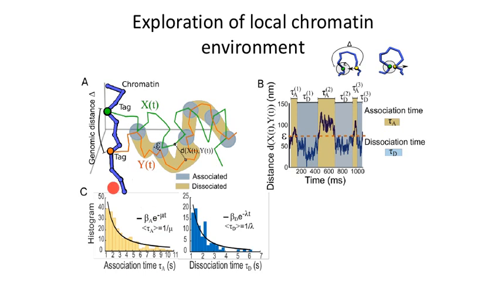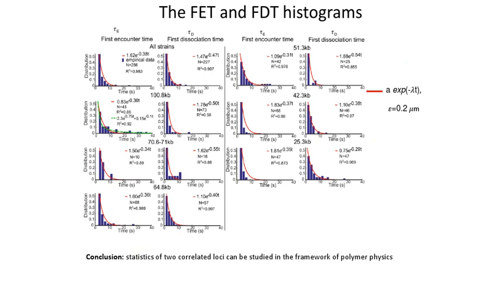And what is interesting is that they are well approximated by a single exponential for the two cases: the association time, which is the time the two loci take to come into this ball, and the dissociation time, the time once they are inside the ball to escape these confined regions. And so in the review, we recall that this analysis has been done for different genomic distances between these loci, such as 100, 70, and so on.